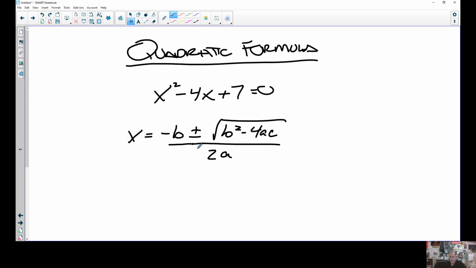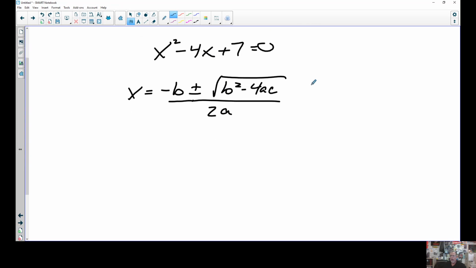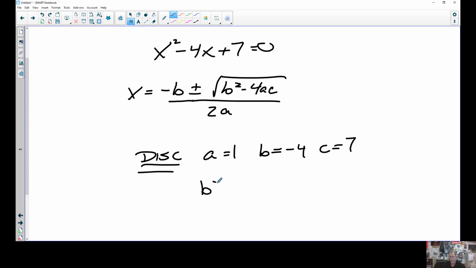And I want you also to remember that I showed you before, and they're going to ask you to do this again in this unit, that we look at the discriminant first. When I use the quadratic formula, I find the discriminant first because it tells us what kind of roots. And they'll ask you those questions just like we did in the previous unit. So when I want to find the discriminant, the first thing I do is label my a, b, and c. In this case, a is 1, b is -4, and c is 7. So now I know I can find b squared minus 4ac first.